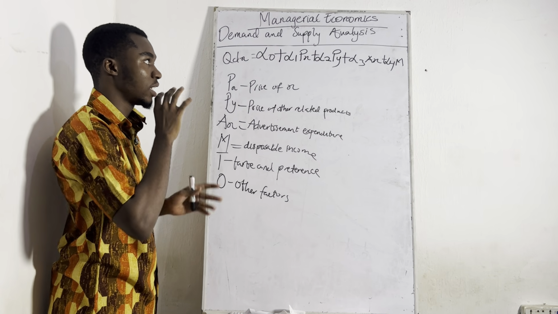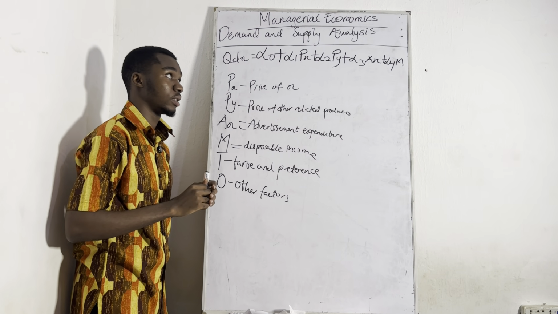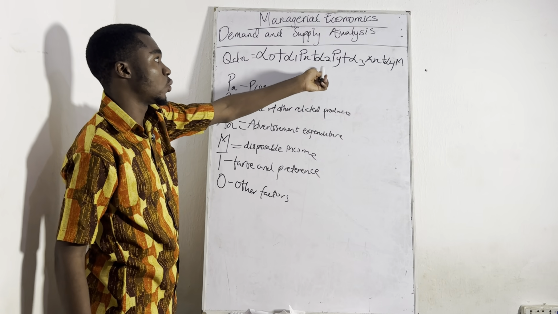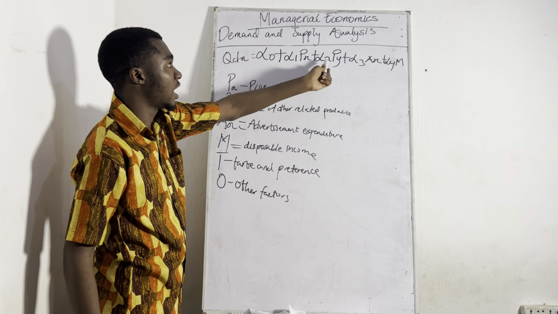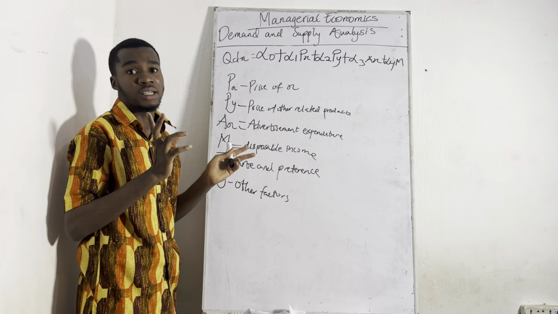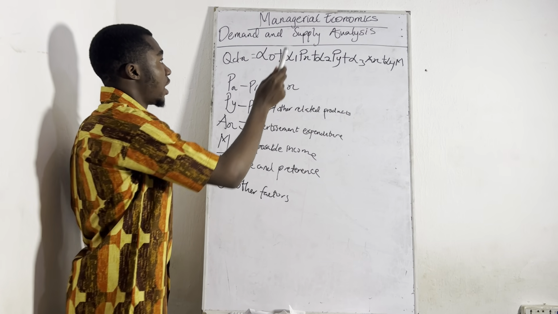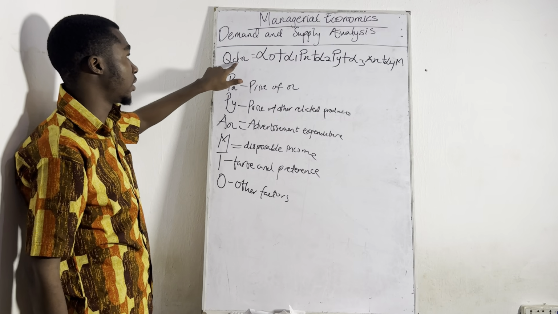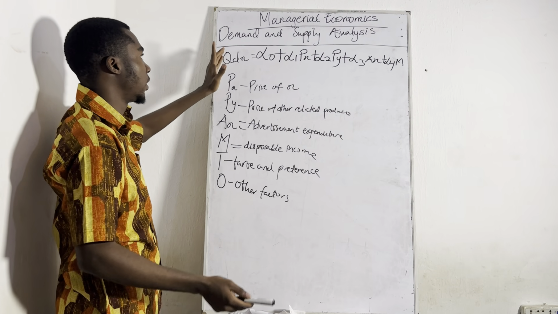Now watch something. This is where it gets a bit confusing. Now we have our alpha 2. Our alpha 2 is whatever is attached to the price of the other products. There are different products in question. You have the price of X, which is the same thing as the quantity demanded of X. You get it? So price of X and quantity demanded of X, they are the same.